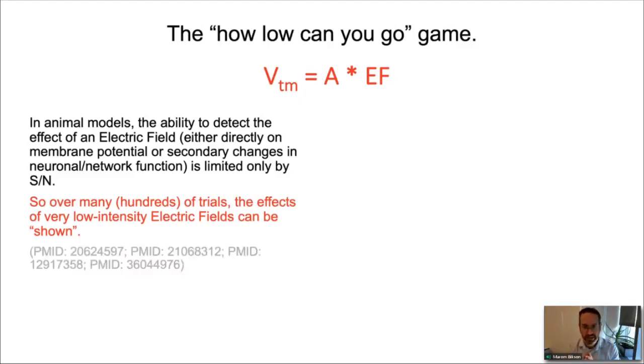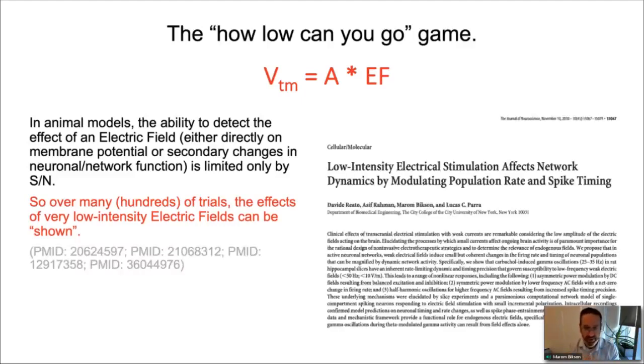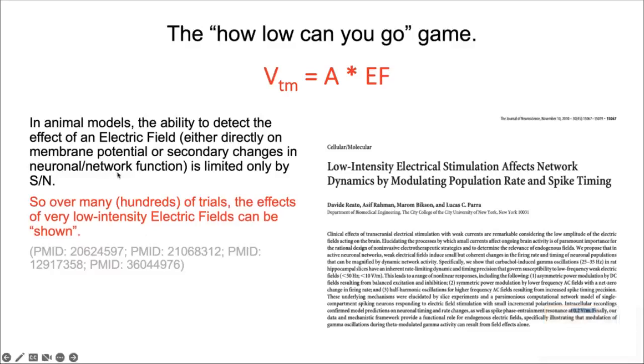Forward. And there's been several efforts on this, including from our own labs. You can show that 1 volt per meter is active. You can show that half a volt per meter is active. You can show that 0.2 volt per meter is active.